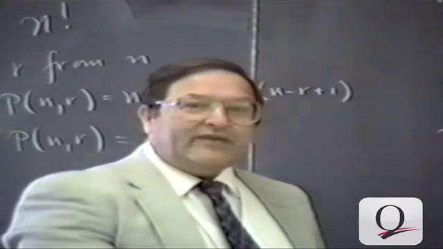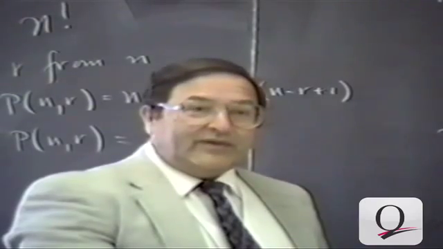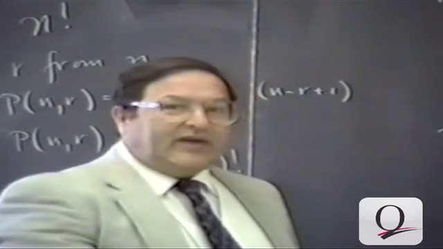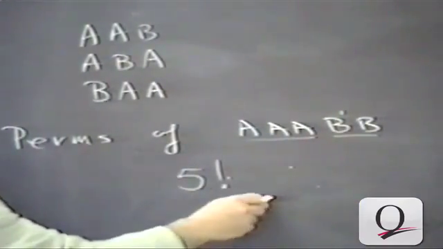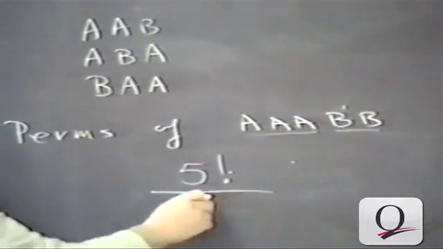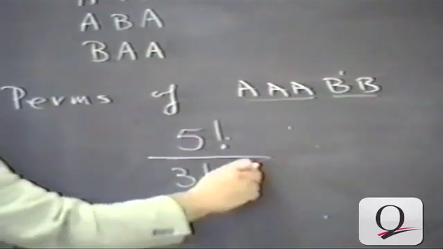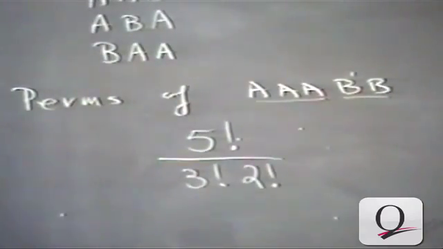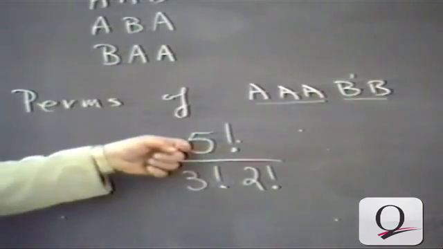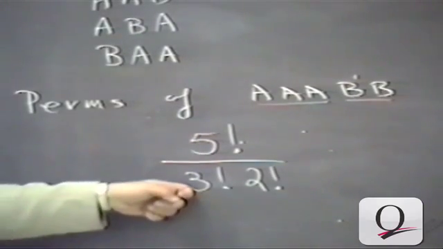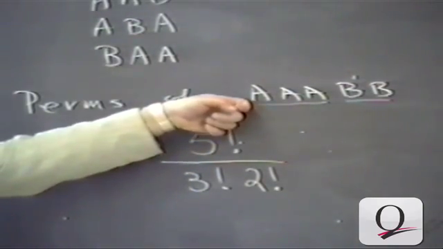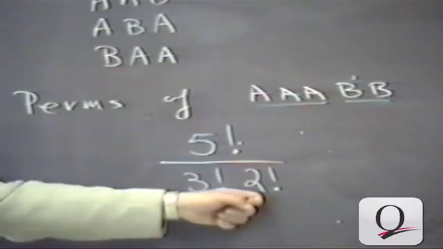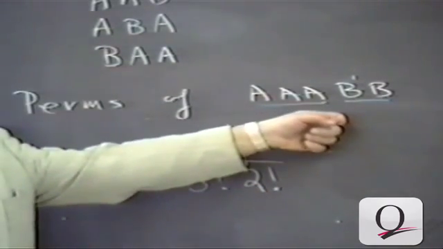So instead of having 5 factorial, 120 permutations, I have now 5 factorial over 3 factorial times 2 factorial. That is, I divide what I would have had by 3 factorial, because that accounts for all the A permutations, and by 2 factorial, that accounts for all the B permutations.